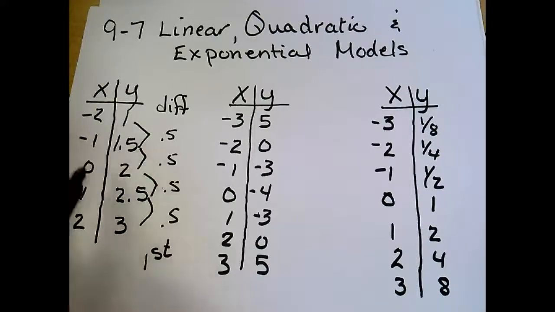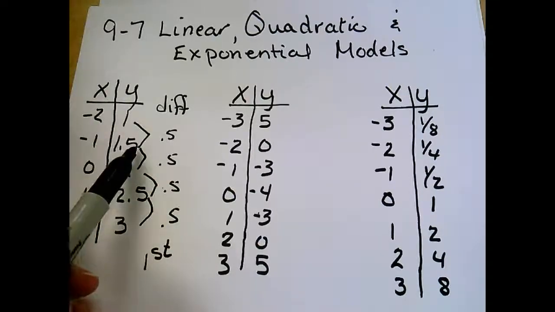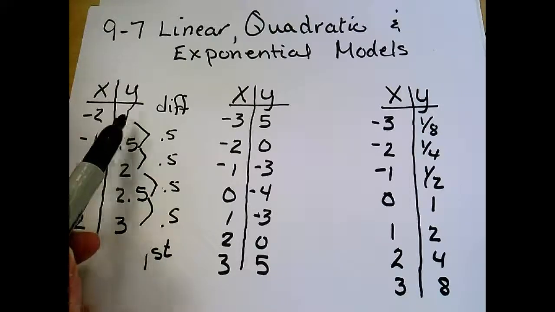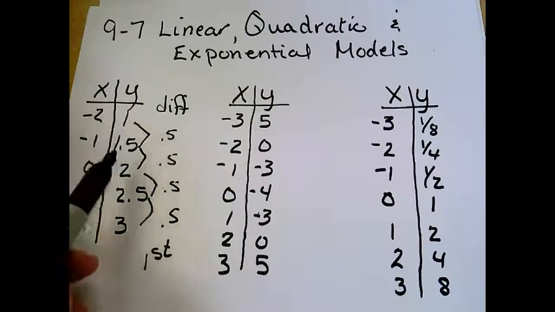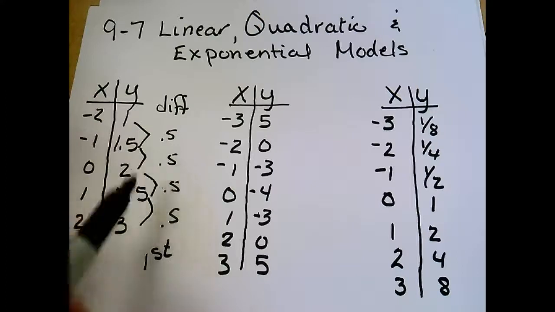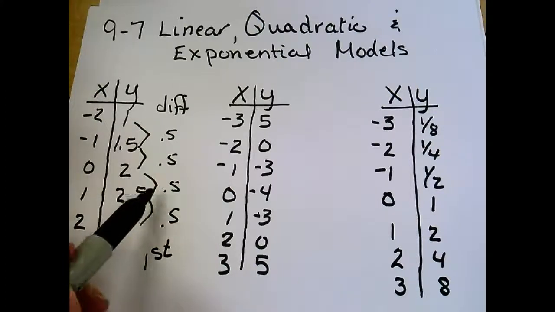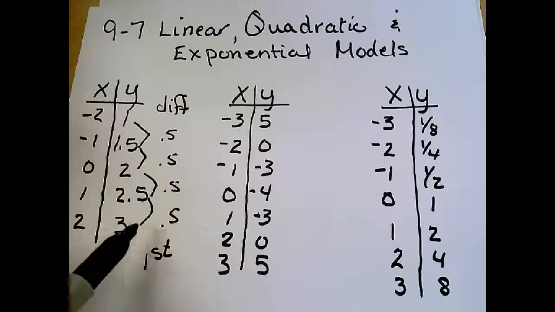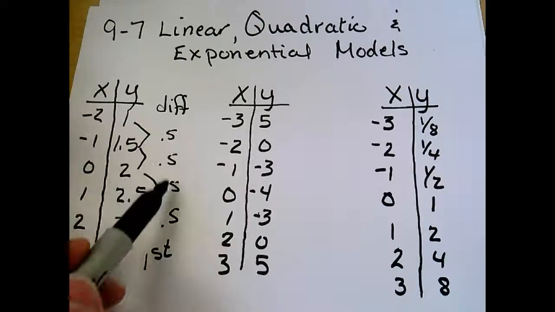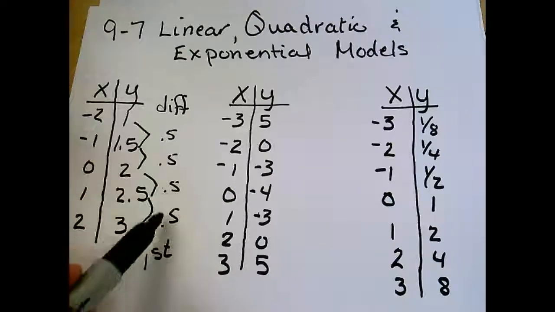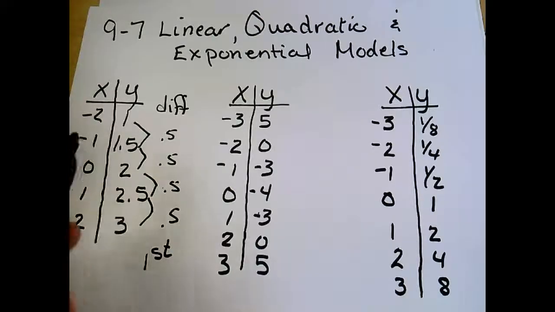So on this first set, when I subtracted 1.5 minus 1, the difference was 0.5. 2 minus 1.5, again 0.5. 2.5 minus 2, 0.5. 3 minus 2.5, again 0.5. This means in this first column, they all matched up. It also means that the equation is a y equals x to the first power type of equation.